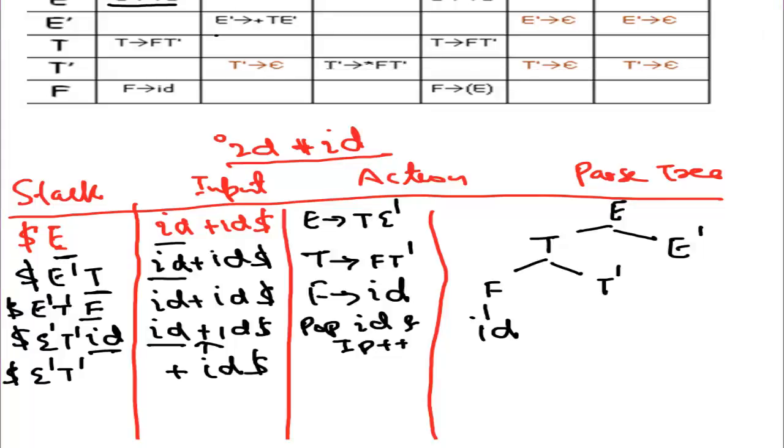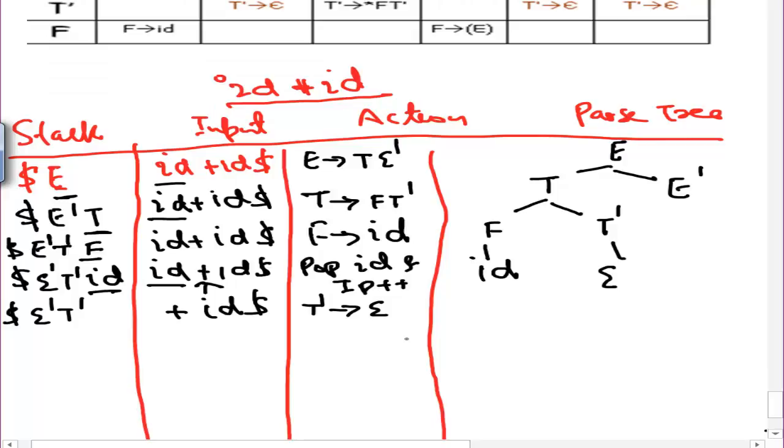Definitely the parsing table is telling me that if you have plus on the input side and a t prime on the stack, use t prime goes to epsilon. So I'm going to use t prime goes to epsilon. That means this goes to epsilon, right? When this goes to epsilon, it means just discard this t prime. So I have now only dollar and e prime on the stack, and IP is pointing to the plus. There is no change in the input here.